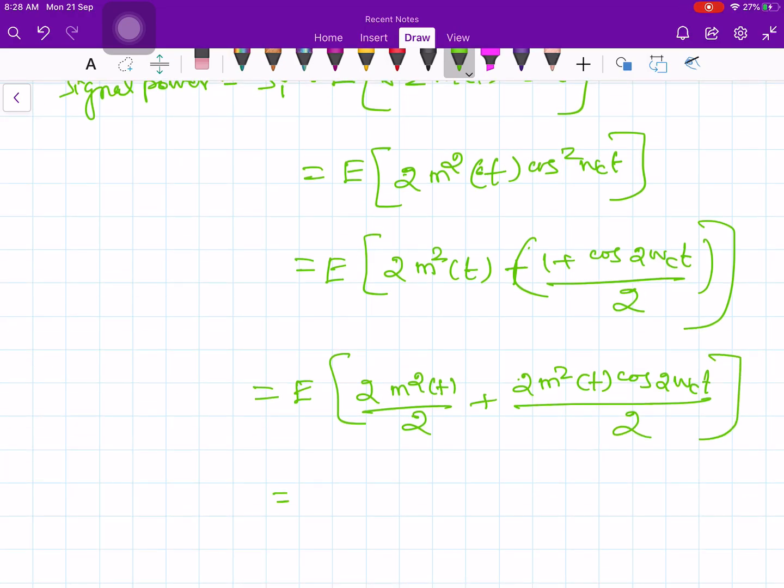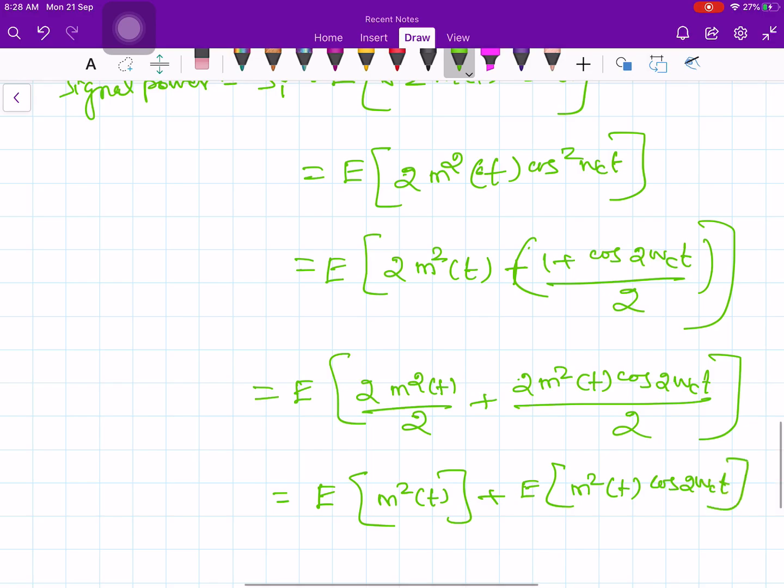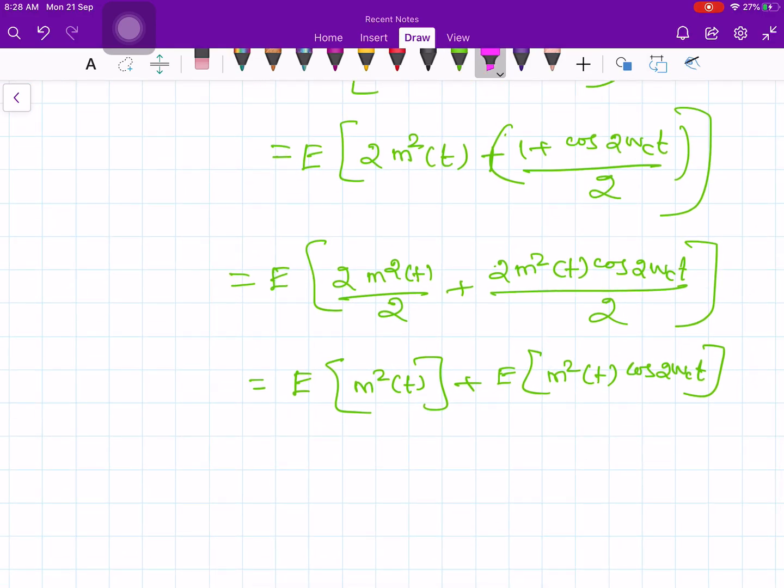So, you will get expected value of m square of t plus expected value of m square of t cos 2 omega ct. Now, what do you think the first will be? This guy is equal to how much? M square bar, the expected value of the square of m of t. What about the second guy? This guy is going to be how much?